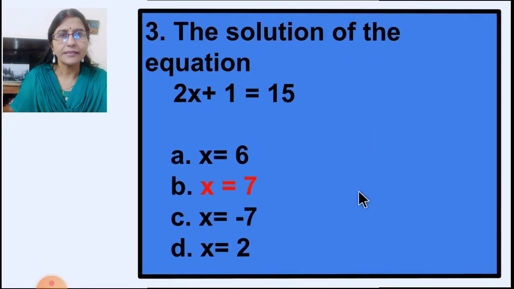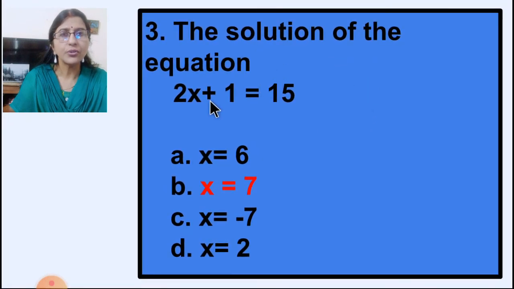Now next is the solution of the equation 2x plus 1 is equal to 15. Now here what we'll do? Here they have given some values for x. So let us substitute the value and see which one is the solution of this equation. Let us take the first option, 6. So 2 into x is 2 into 6. Let us put the value. 2 sixes are 12 plus 1, 13. 13 is not equal to 15.